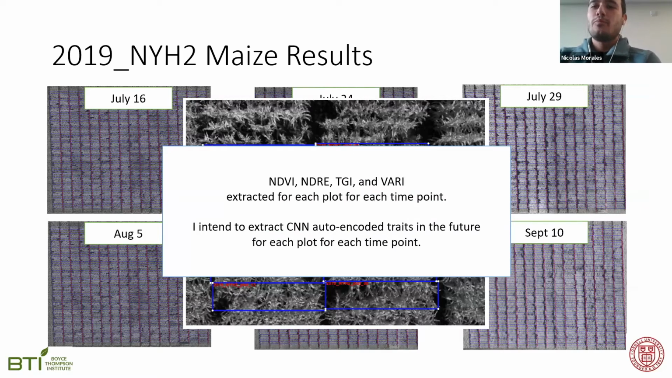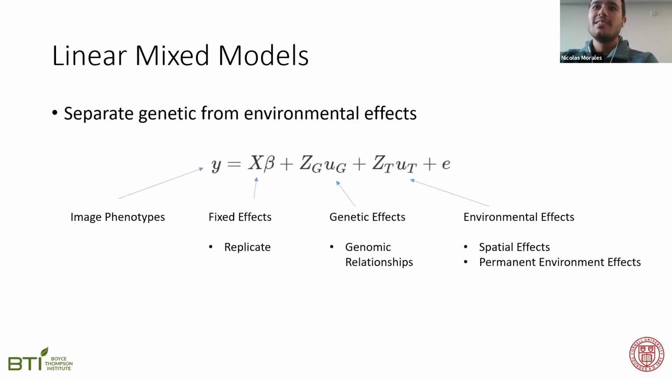I went ahead and calculated vegetation indices for each plot, for each time point. So I have NDVI, NDRE, TGI, and VARI. These vegetation indices are nice because they're derived simply from means of the images. But in the future, I want to find phenotypes that can better capture features that are latent in the image. So that's for a future project.